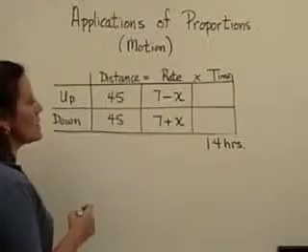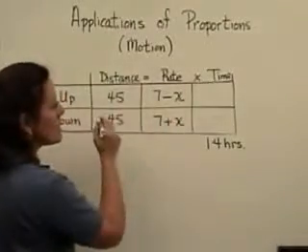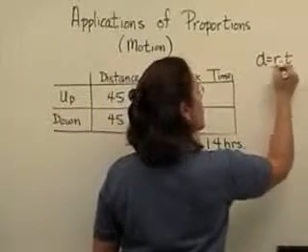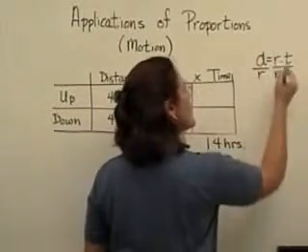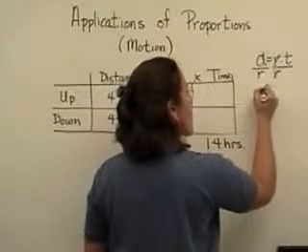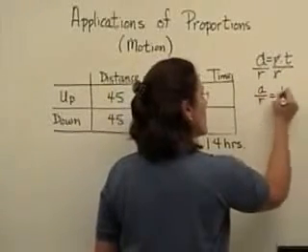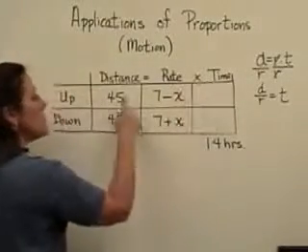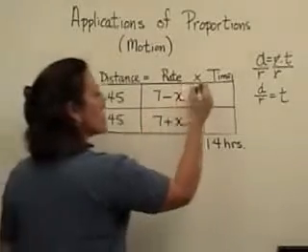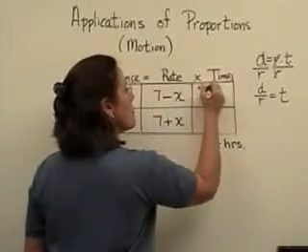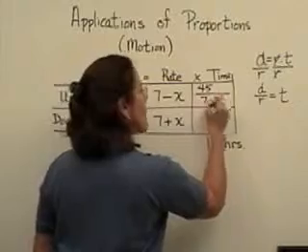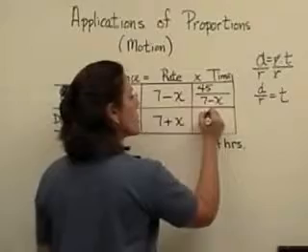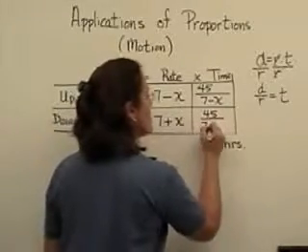So this is what I'm going to suggest to you. Notice this distance equals rate times time equation? If I take that equation and solve it for t by dividing both sides by r, I know that distance divided by rate is equal to time. So I'm going to write an expression here for time, represented by the distance divided by the rate. I'm going to put in here 45 divided by 7 minus x. And likewise, the same thing for time traveling downstream, and it's going to be 45 divided by 7 plus x.